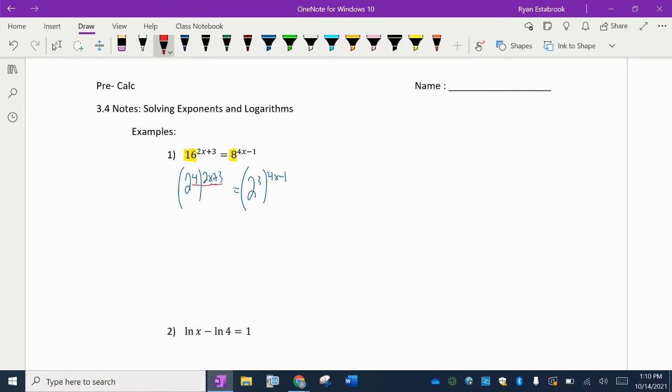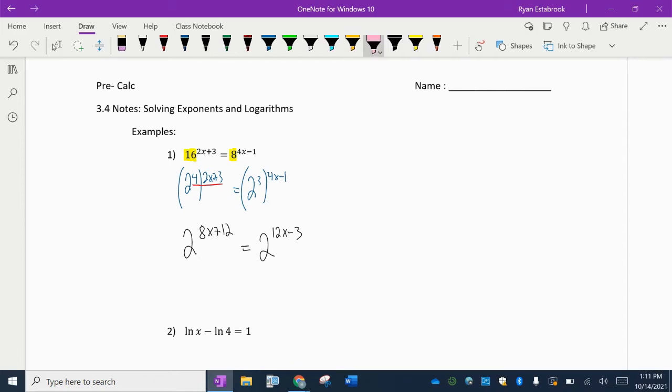What do you do with the 4 and the 2x plus 3 then? Do you know? You saw some of these on that graded worksheet that you had. If you had, let's say, x squared to the 5th, what would you do with the 2 and the 5? Multiply them, because this means x squared times x squared times x squared times x squared times x squared. And then you say, okay, if you're multiplying this, you'd add, you get x to the 10th. 2 times 5 is 10. You would multiply. So this is going to be 2 to the 8x plus 12 equals 2 to the 12x minus 3.